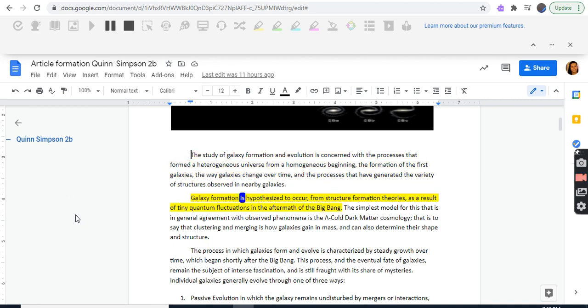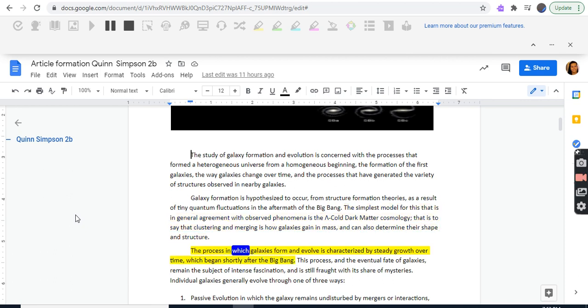Galaxy formation is hypothesized to occur, from structure formation theories, as a result of tiny quantum fluctuations in the aftermath of the Big Bang. The simplest model for this that is in general agreement with observed phenomena is the Greek letter lambda cold dark matter cosmology, that is to say that clustering and merging is how galaxies gain in mass, and can also determine their shape and structure.